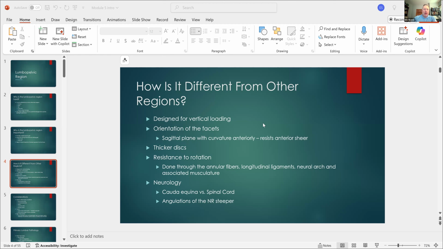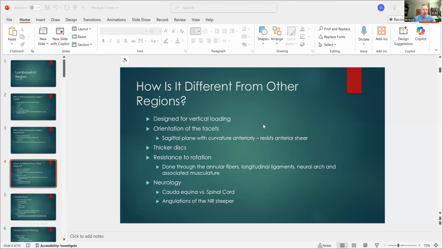Orientation of the facets. This is a big one for me because they're in the sagittal plane, right? They sit like this. But there is a slight anterior curvature or even a hook. So it's either C-shaped or probably more J-shaped, or L-shaped, where it's got more of this straight, linear, almost 90-degree angle to it. But what that does is it resists an anterior shear, right?